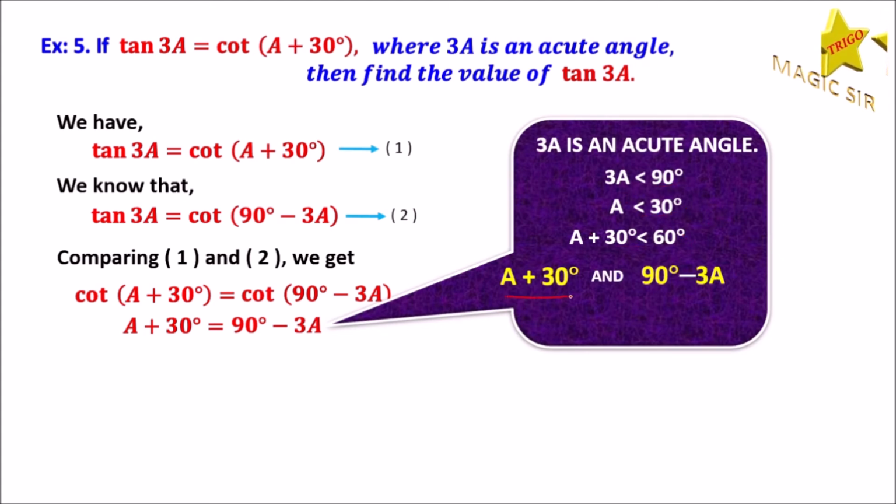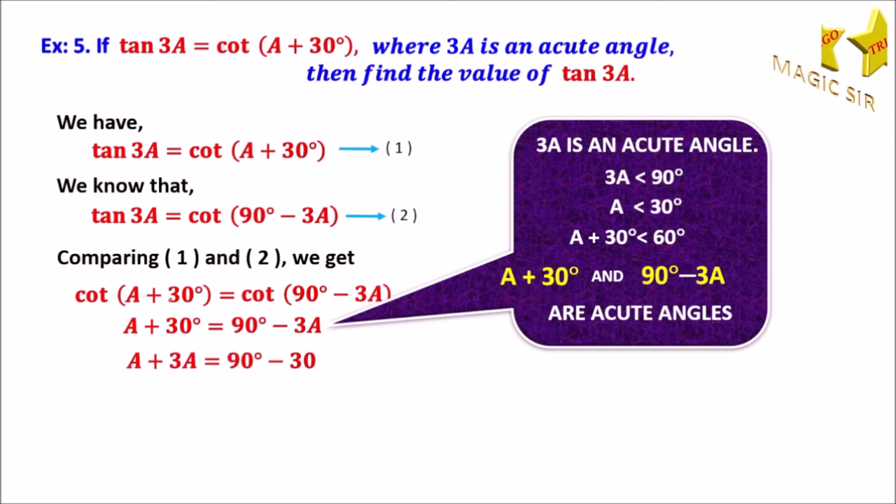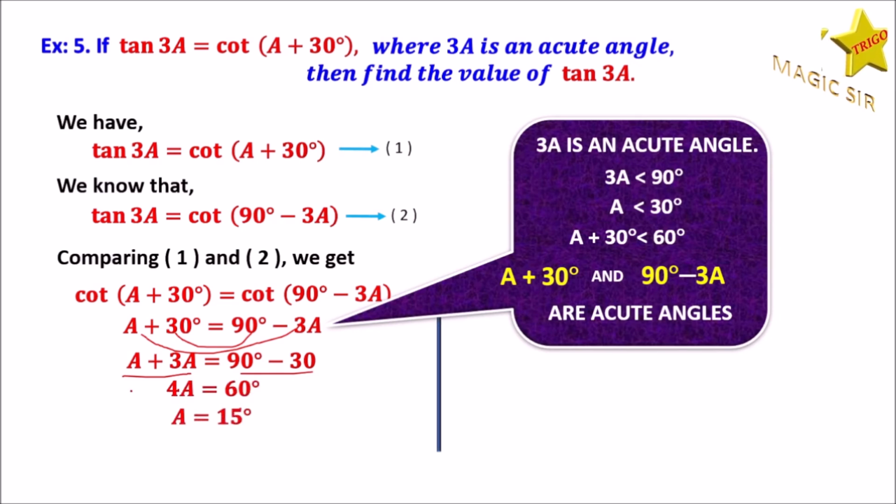Hence, we have observed that A plus 30 degrees and 90 degrees minus 3A are acute angles. Therefore, A plus 30 degrees equal to 90 degrees minus 3A, and A plus 3A is equal to 90 degrees minus 30 degrees. Therefore, 4A is equal to 90 minus 30 degrees equal to 60 degrees. Therefore, A is equal to 15 degrees.